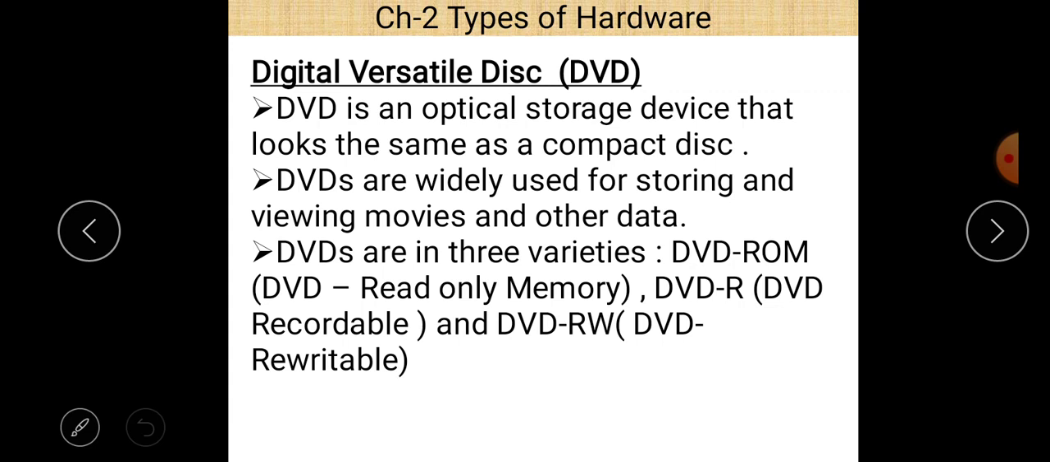DVDs come in three varieties: DVD-ROM means DVD read-only memory, DVD-R means DVD recordable, and DVD-RW means DVD rewritable. So three important points are there. First, DVD is an optical storage device. Second, they are widely used for storing and viewing movies and other data. Third, they come in three varieties: DVD-ROM, DVD-R meaning recordable, and DVD-RW meaning rewritable.